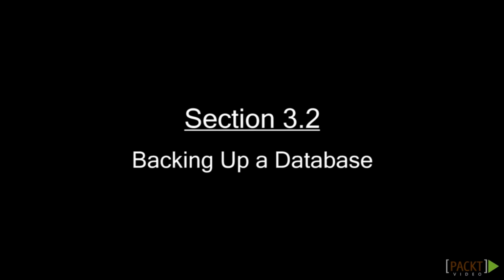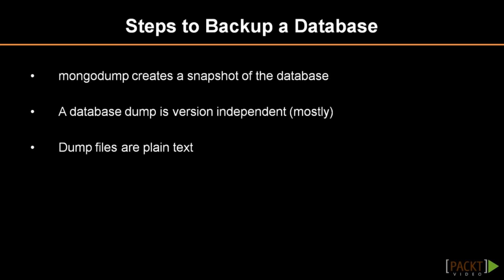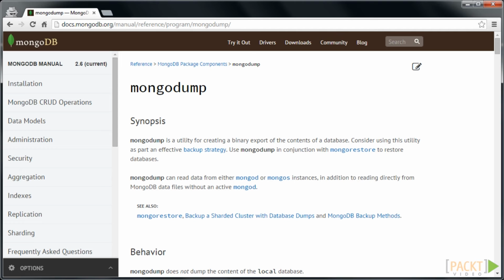In this video, we learn how to back up a MongoDB database. MongoDB includes a MongoDump utility which creates a snapshot of a database. MongoDumps can span multiple MongoDB versions with some restrictions. Dumps can be focused or broad, to include individual databases or include many databases. The MongoDump format changed in version 2.2.